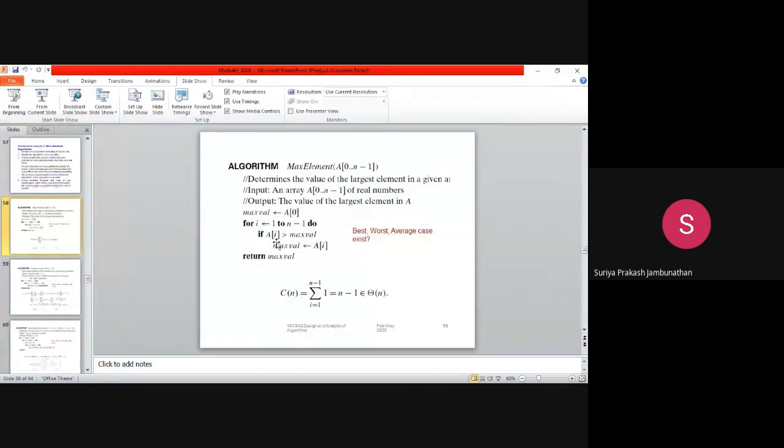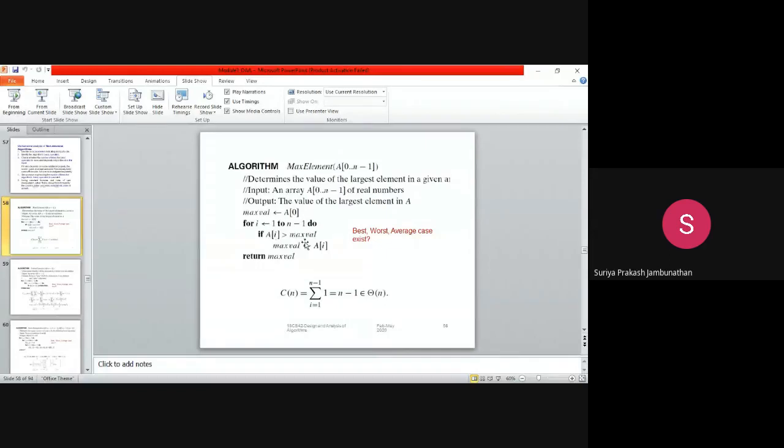So, is A of i greater than max val? A of i, the first element, we are checking. If the first element is greater than the max val element, what is the first element value? A of 1 is 10. Very good. 10 is greater than what is the max val value? A of 0 is 5. Very good. So 10 is greater than 5.